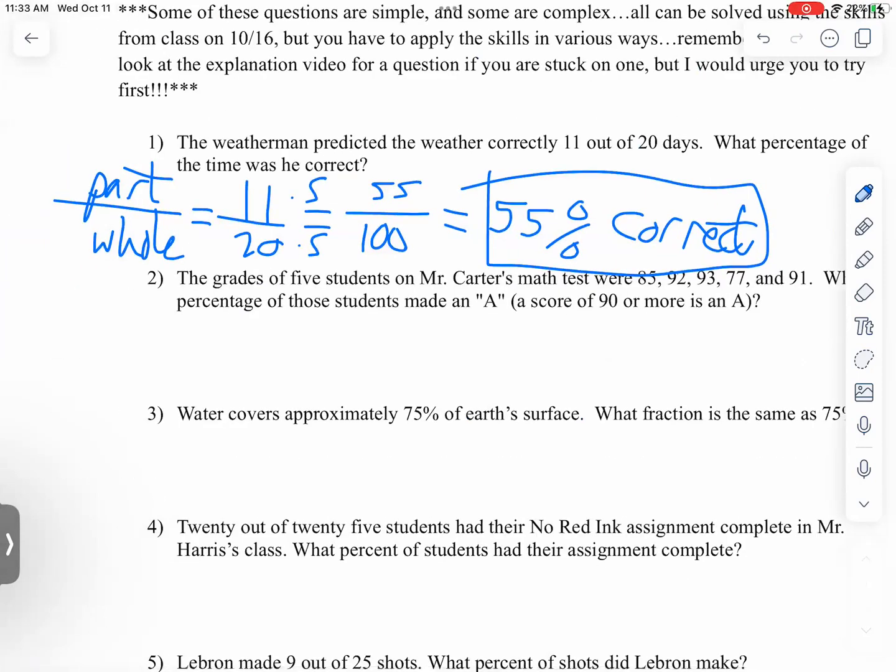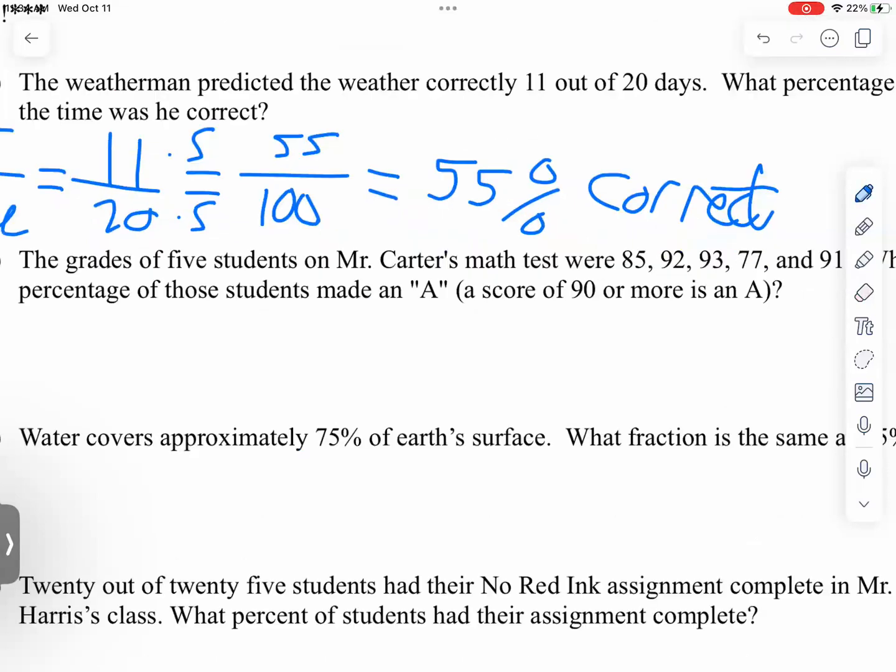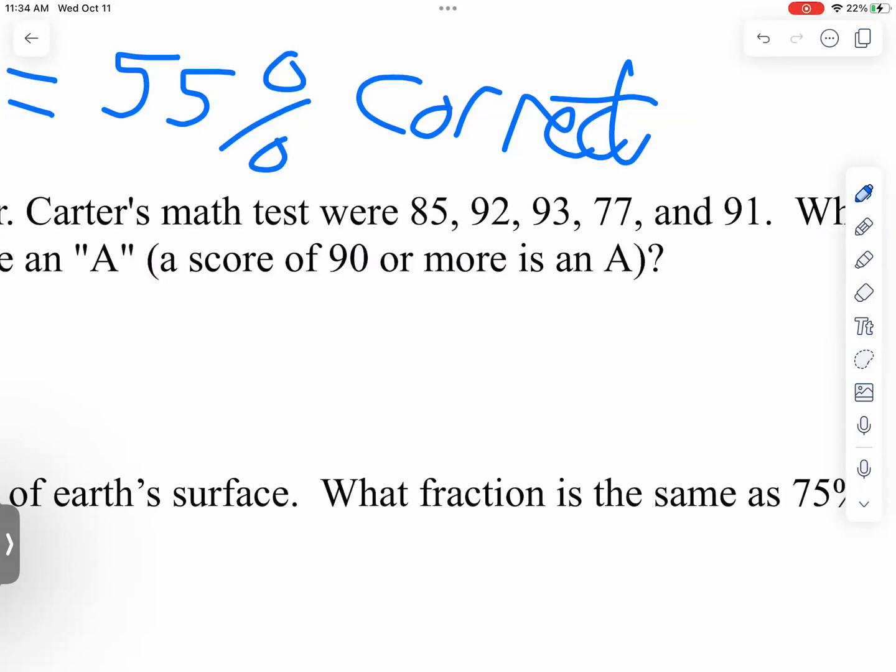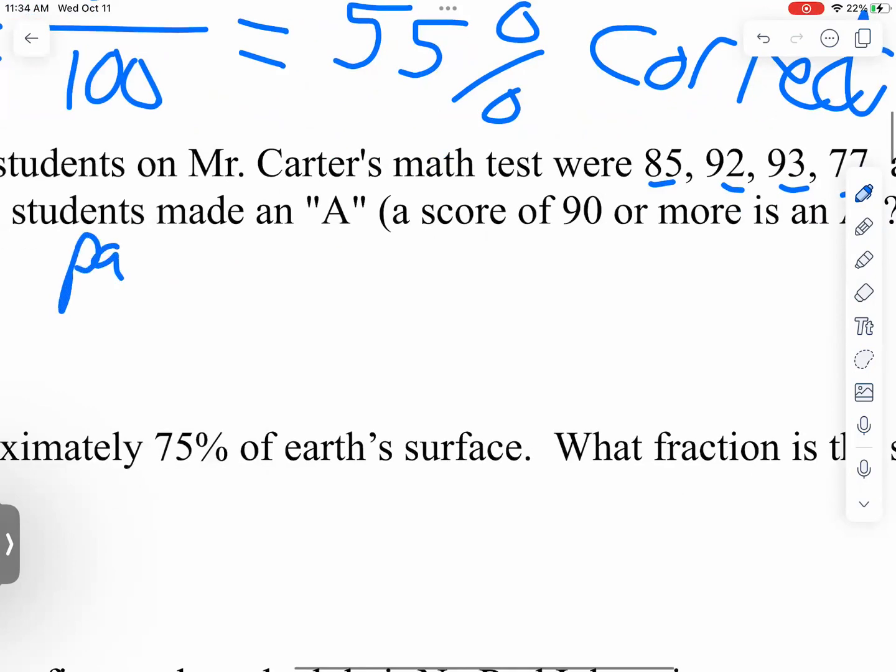All right, the grades of 5 students on Mr. Carter's math test were 85, 92, 93, 77, and 91. So if A is 90 or above, what percentage made an A? All right, so here what we're looking at is you can't let these numbers confuse you. So there are 1, 2, 3, 4, 5. So we look at part to whole here, or A's out of total.